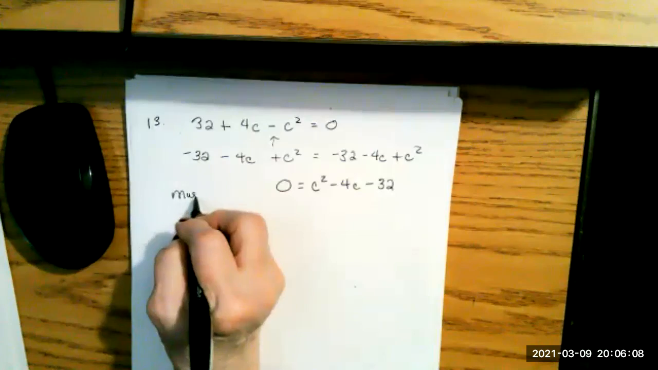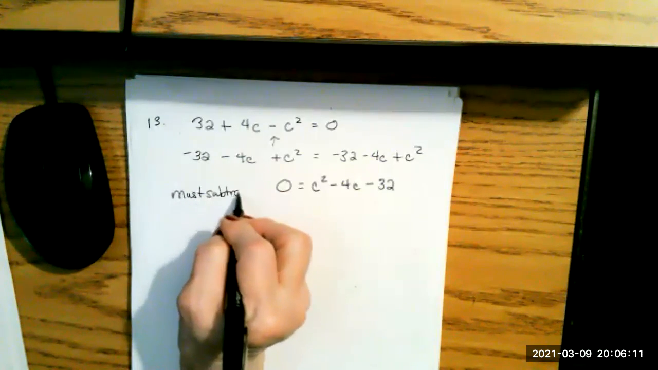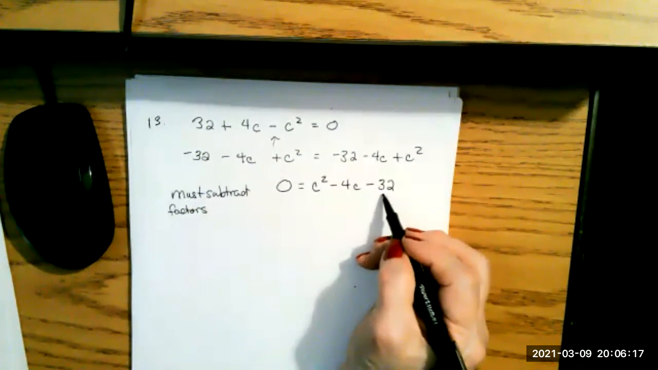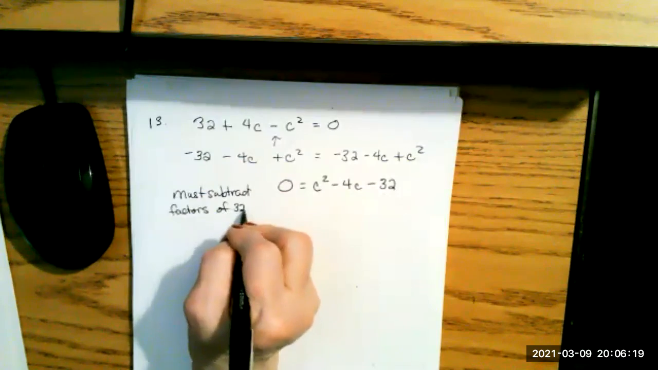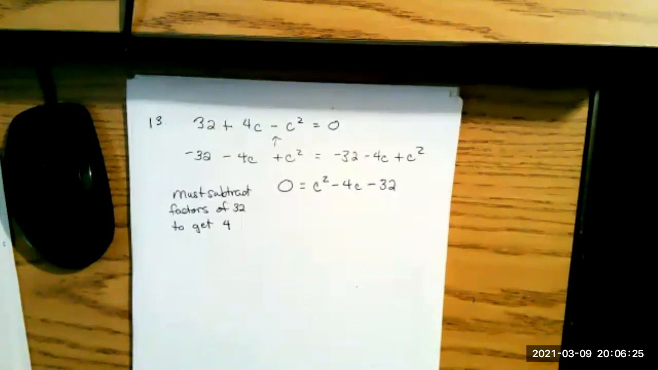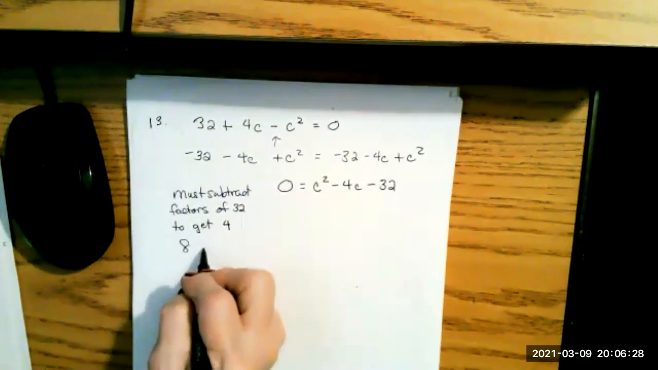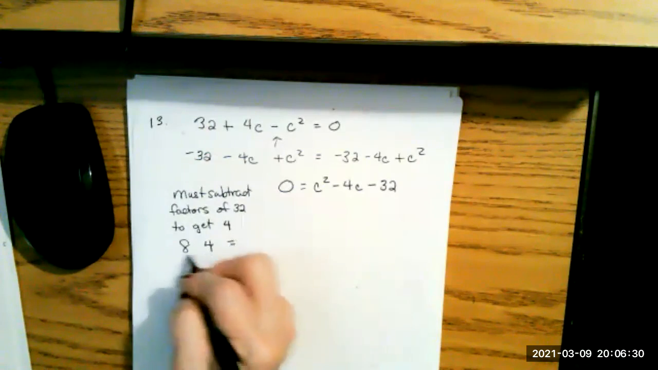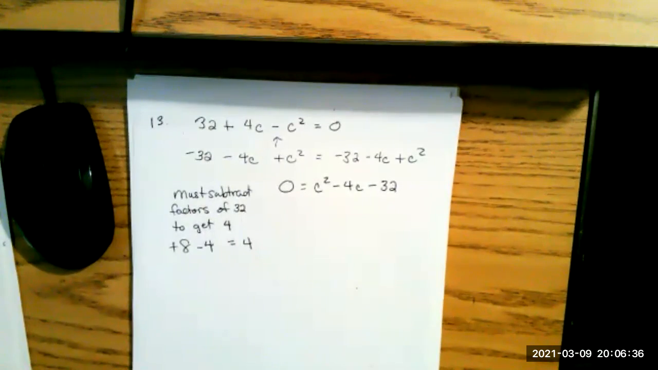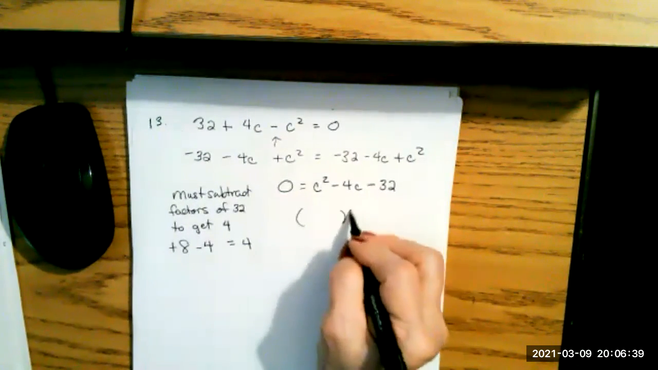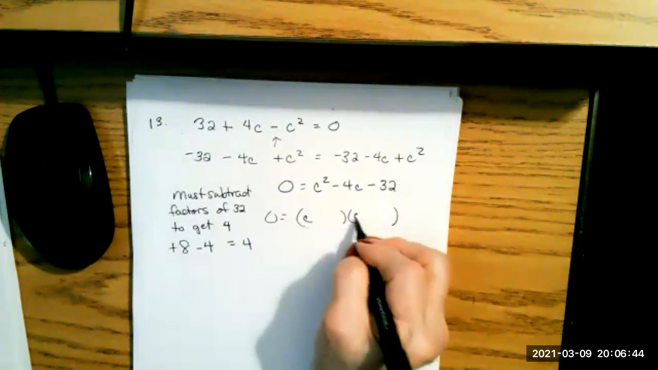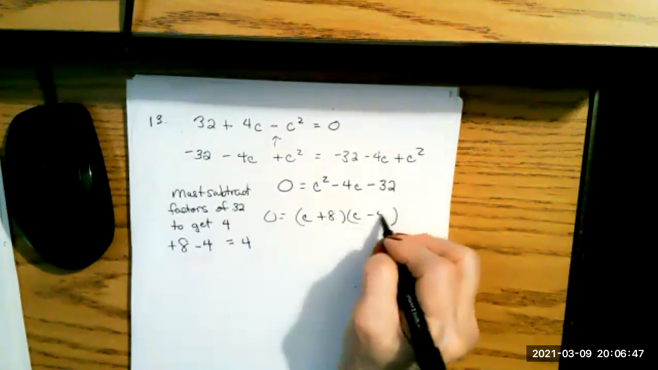You must subtract factors. And this is a simple trinomial, so you only have to use the factors of 32 to get 4. So 8 times 4 is 32, and if I subtract those, I get 4. I want my 8 to be positive and my 4 to be negative. So I can go directly to the little parentheses because it's a simple trinomial. And I have C and C, plus 8, minus 4.